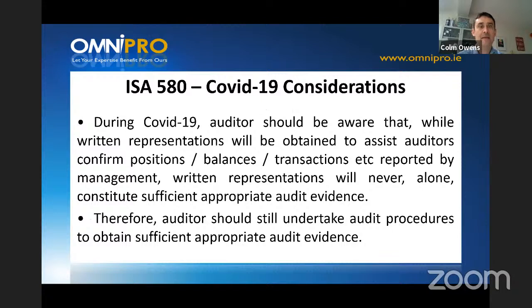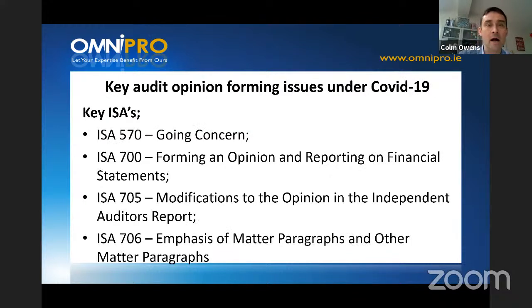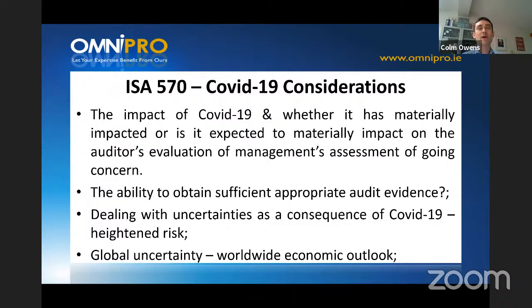I think we've probably covered off this, and then 580 we have covered off on reps. So really the last session is on opinion forming. The key thing is you've got 570 going concern, and then you've got your 700 ISAs, forming, obviously the starting point is 700, and then your modifications and your emphasis of matter paragraphs. In terms of going concern, we know where this is going, in terms of the assessment of whether COVID-19 has materially impacted or is likely to materially impact the auditor's evaluation of management's assessment of going concern. What's your ability to obtain sufficient appropriate audit evidence?